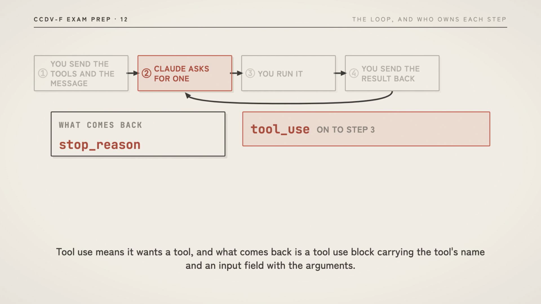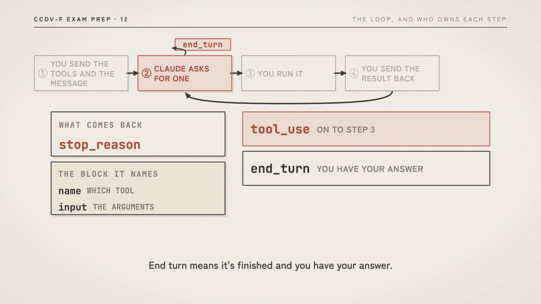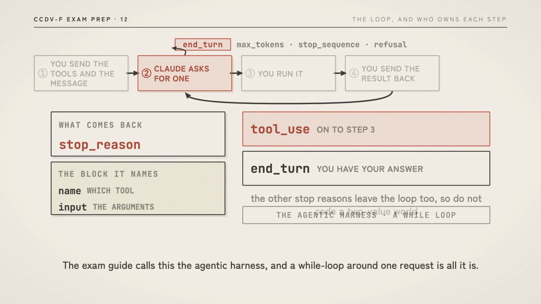Tool use means it wants a tool, and what comes back is a tool use block carrying the tool's name and an input field with the arguments. End turn means it's finished and you have your answer. Don't code a 2-value world though. The other stop reasons on screen, like running out of room, leave the loop too. The exam guide calls this the agentic harness, and a while loop around one request is all it is.